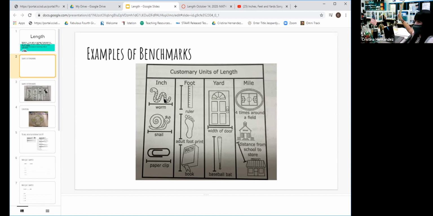The door, if you look at your door, I see Mariah's door in the back. Y'all see Mariah's door? The width, going this way, is about 3 feet wide. If you look at it going this way, like our door, it's about 3 feet wide. If I were to let you measure it, Jacob, it's about 3 feet wide, or 1 yard, right? A baseball bat is about 1 yard too.